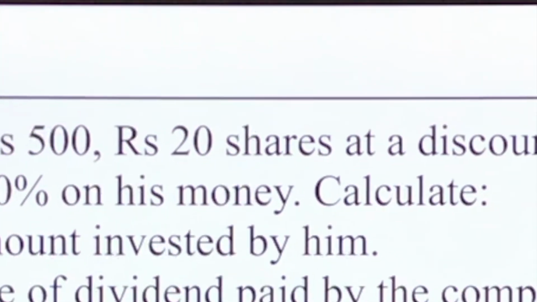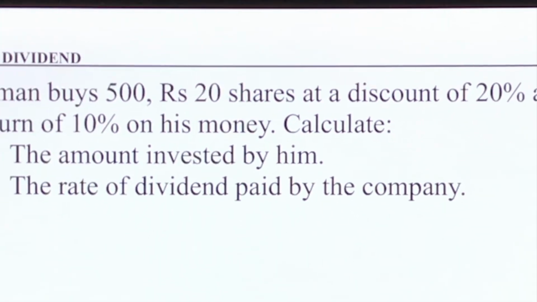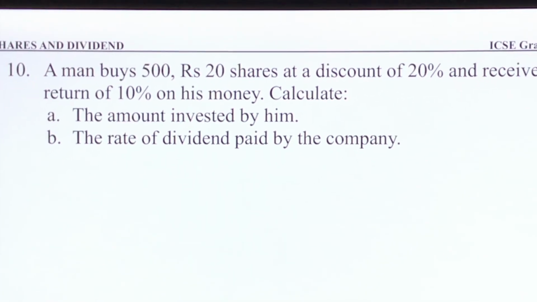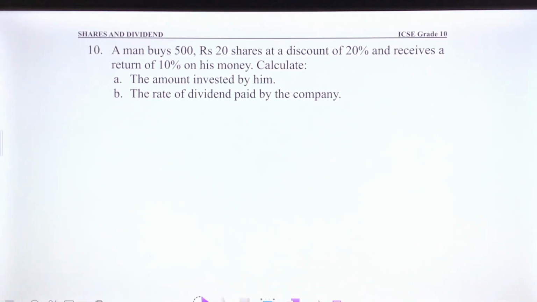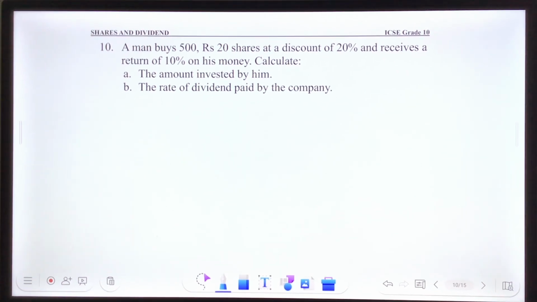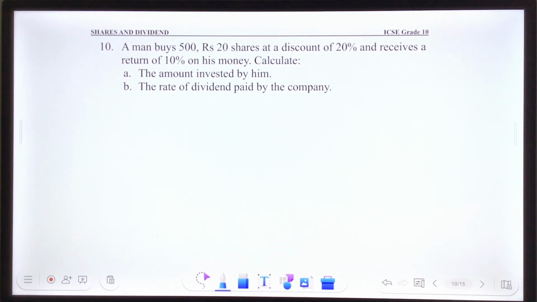The question is, a man buys 500 rupees 20 shares at a discount of 20% and receives a return of 10% on his money. Calculate the amount invested by him and the rate of dividend paid by the company.